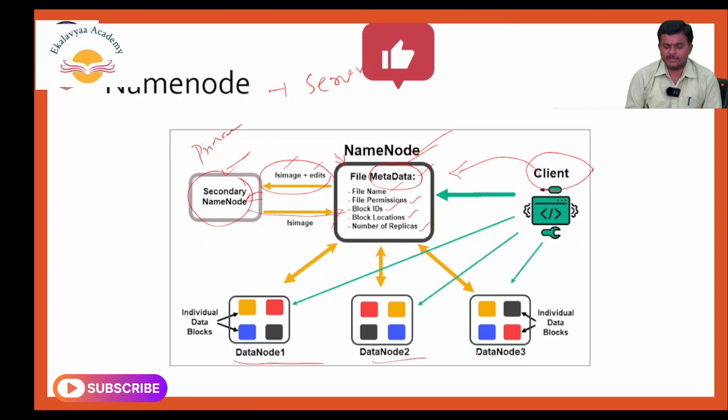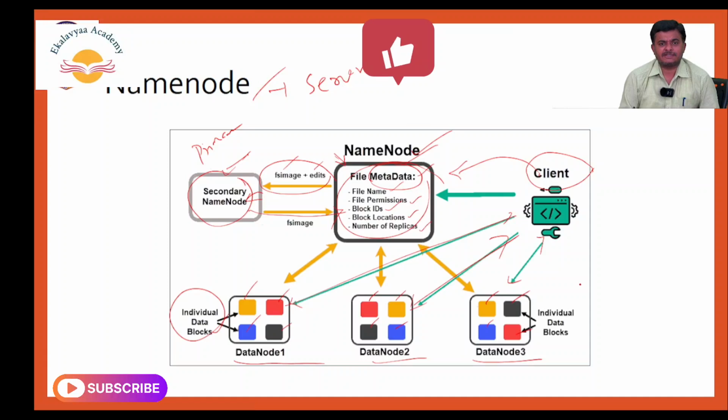So these are several data nodes that are available in the cluster, connected to that particular name node. Individual data blocks are stored in each data node. These are the blocks of data that are stored in each and every data node. When the client sends a request, the name node processes the request, and wherever the data is available, a link will be created to the client machine to access the data. So this is how a name node works.